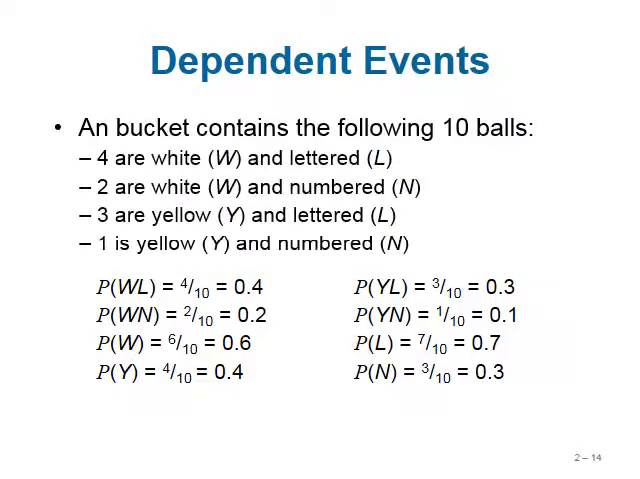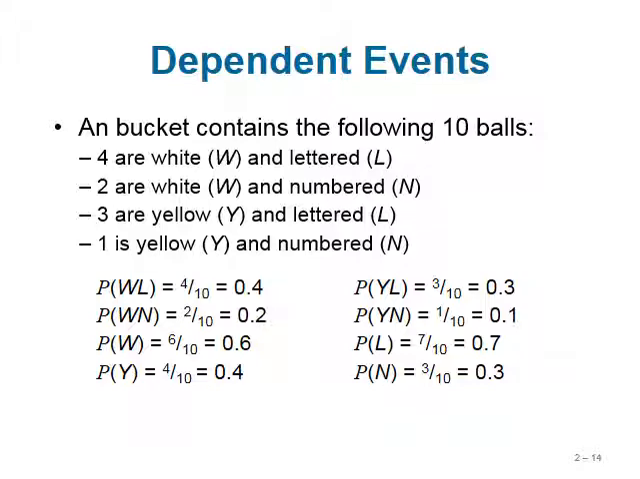Events affect our probabilities due to overlap. With this set of balls, we have some white balls with numbers and some with letters. If we are interested in the probability of white balls, then we must add the probabilities of both kinds of white balls. Let's think of this example for a moment. We have 10 total balls, of which 4 are yellow, 3 of which are also lettered. 3 of the balls are numbered.